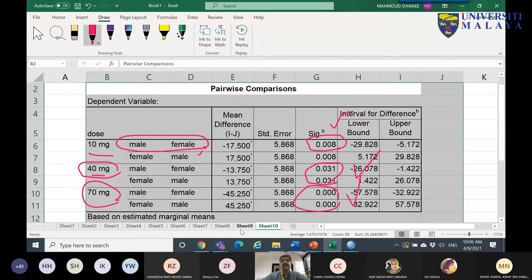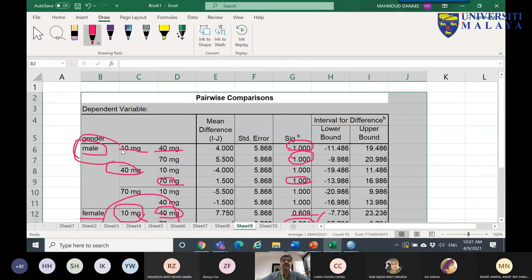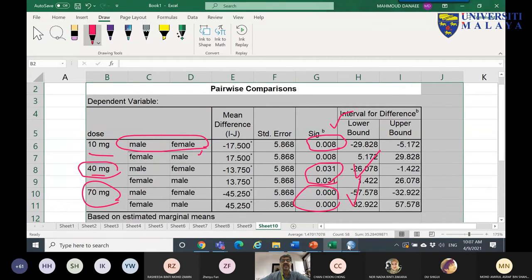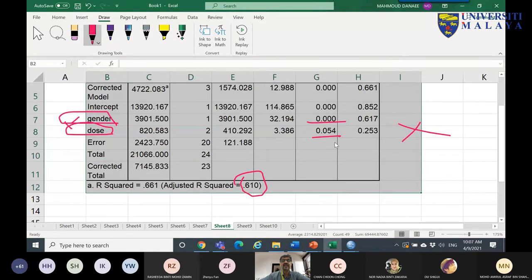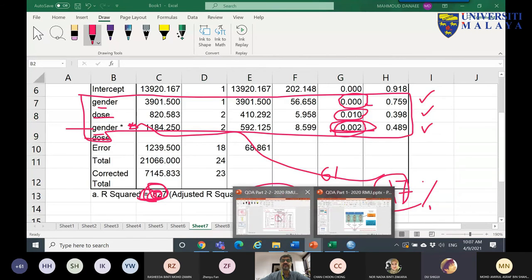So these two tables support the interaction because we have a different pattern, especially in the first table. Among male, nothing significantly changed, while among female, we have a significant change at different dosages. And this supports our interaction effect, as can be seen in the interaction effect here. We found that gender and dose interact. Is it clear now? Yes.